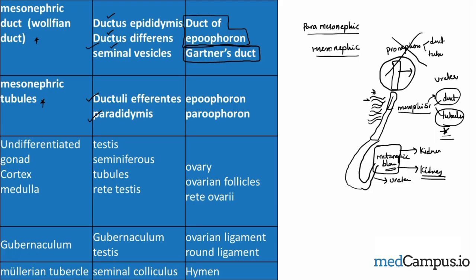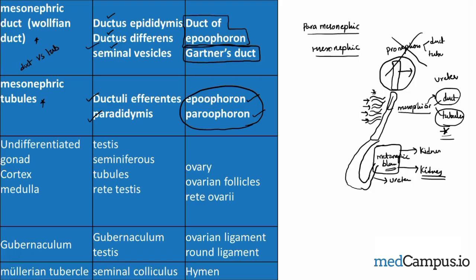Some tubules remain in females as vestigial structures, and these mesonephric tubular remnants in females are known as epoophoron and paroophoron. So very important. Epoophoron and paroophoron are derivatives of mesonephric tubules. The duct of epoophoron and Gartner's duct are derivatives of the Wolffian duct or mesonephric duct. So this duct and tubule differentiation is very important.